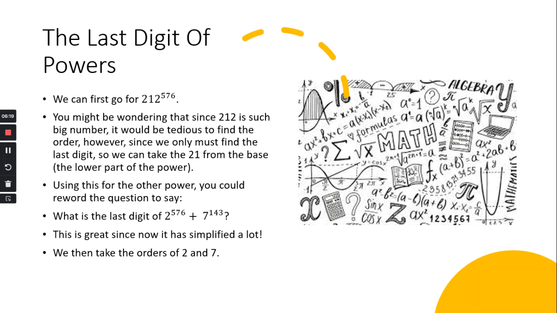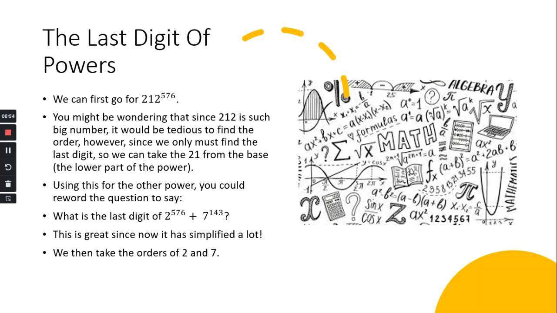Since 212 is such a big number, it would be tedious to find the order, you thought, because you would do 212 times 212. But remember, we're only using the last digit, so we only technically have to multiply the last digit. This means we can take away 21 and you can get 2 to the power 576. This means that technically it's asking what is the last digit of 2 to the power 576 plus 7 to the power 143. This is simplified a lot now.